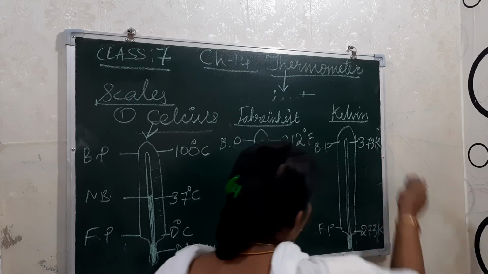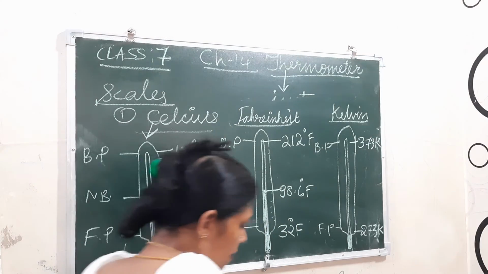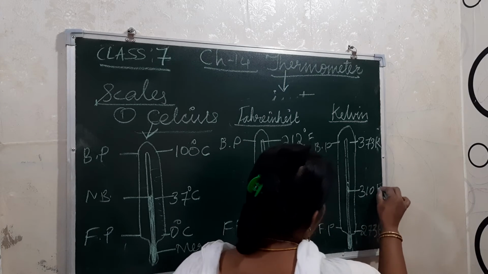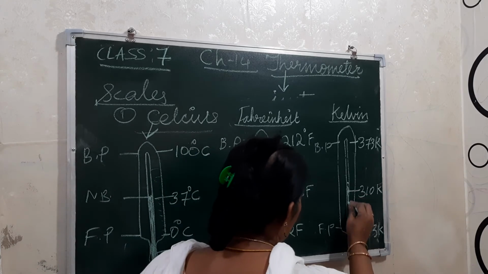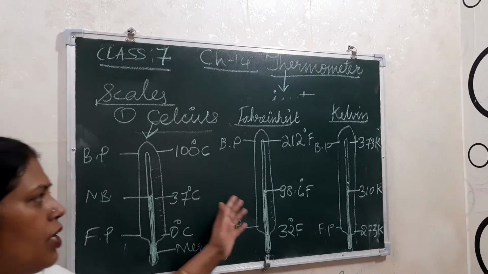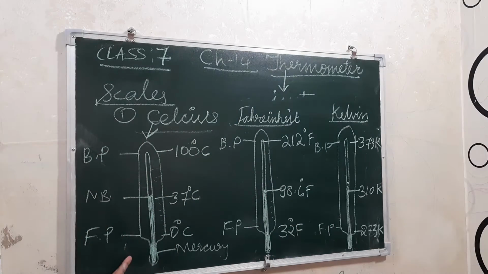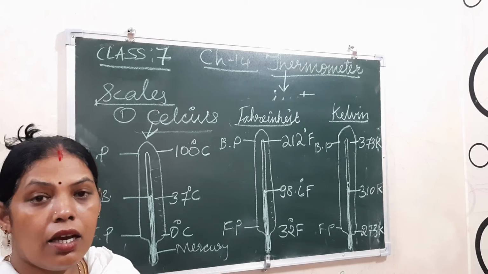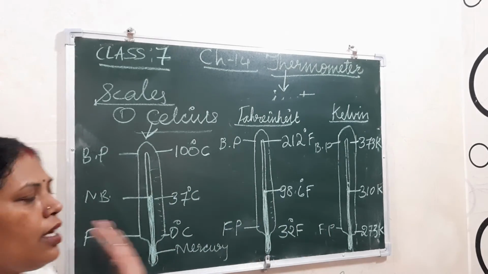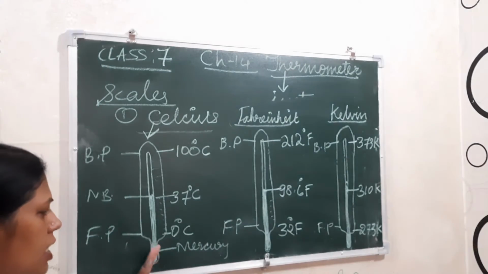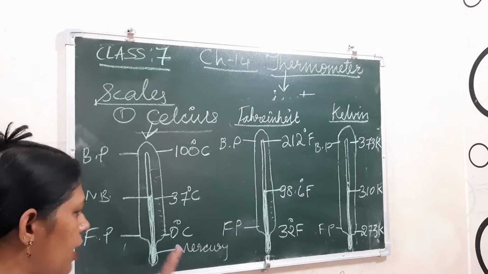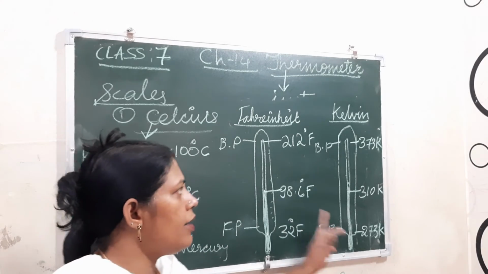373 Kelvin, and the normal is up to 310. Okay, 310 is the normal. Understood this one? These are the three scales, and there is a relation between them along with Celsius. By these diagrams it is very clear how we can measure the temperature in a clinical thermometer in Celsius as well as Fahrenheit and Kelvin.